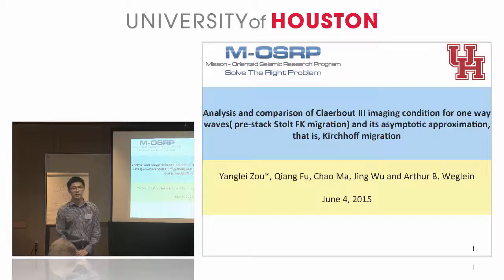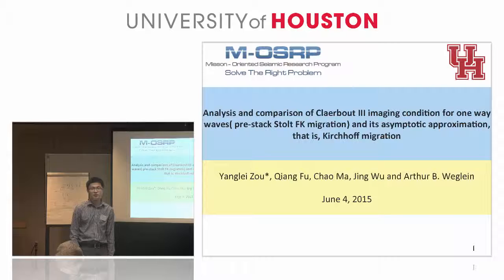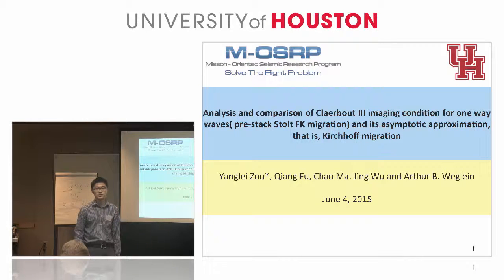In our group, we arranged a way in the first step to arrange a Claerbout III for two-way waves. So my colleague Chao will show you the recent progress and the very encouraging results this afternoon. But before that, let's first take a look at the Claerbout III for one-way wave, that is the Stolt migration, and compare the Claerbout III for one-way wave with other migration methods.